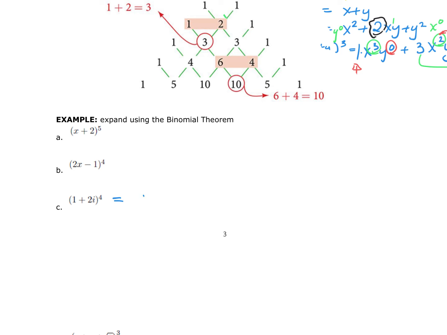So this is going to be 1 raised to the 4th power, my coefficient multiplier of 1, 2i raised to the 0. Again, I don't need that. I like to write it. Plus, actually I'm using this row, so I'm going to make sure I'm on the right row. And then I'm going to have plus coefficient multiplier 4 multiplied by 1 raised to the 3, 2i raised to the 1.